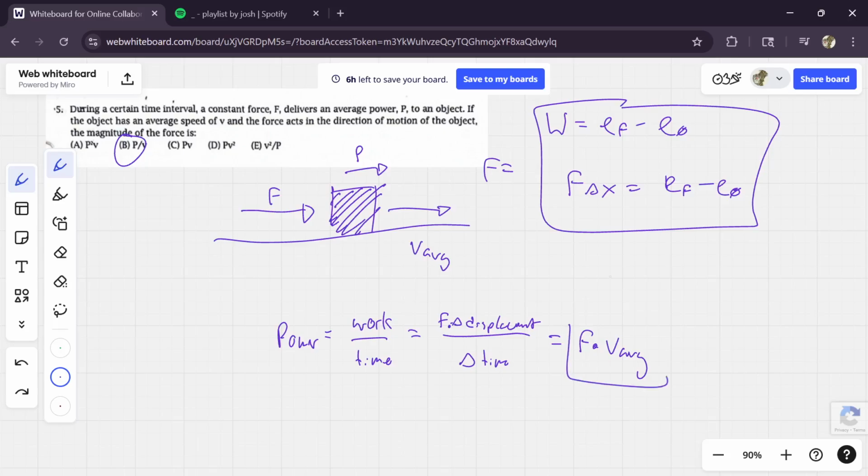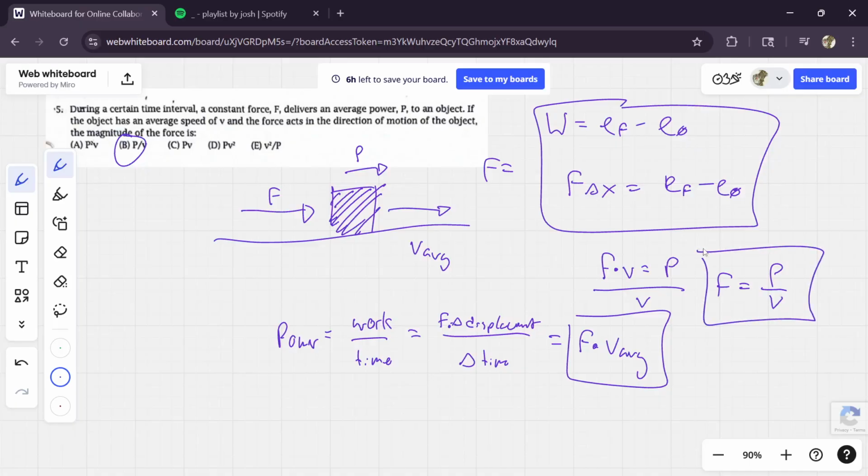So this is what we get, and then we just have to put this into terms of F. If F times V is equal to P, we just have to divide by V. So F is going to be equal to P over V average, and this will be our final answer, which would be B. At least to me, power is a little bit newer, so that is my bad. I messed up there.